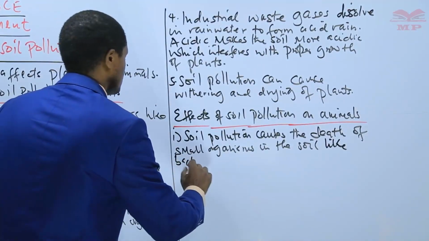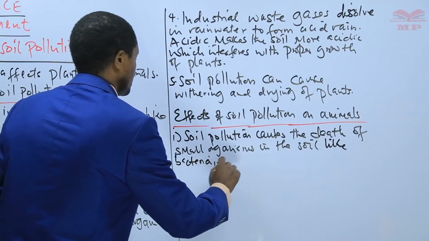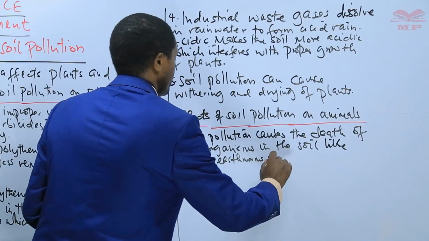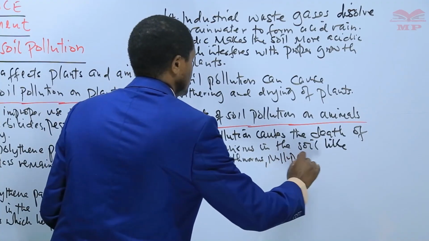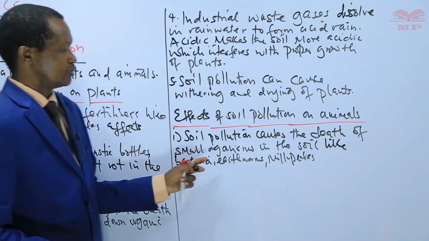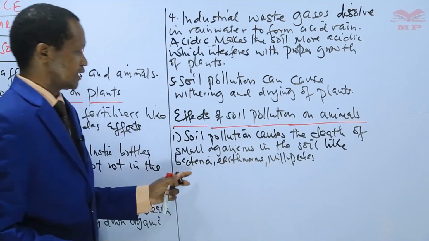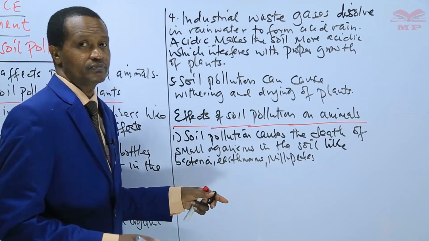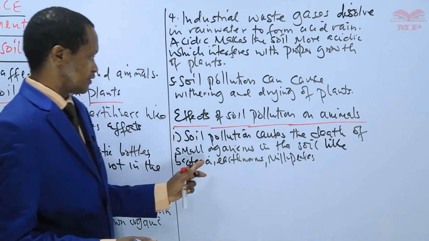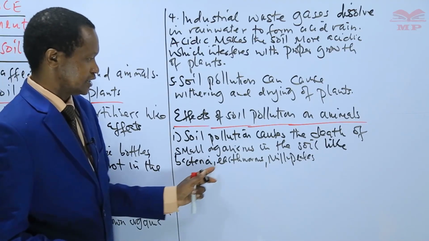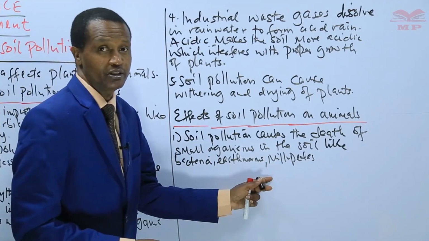Bacteria, earthworms, millipedes. Okay, soil pollution causes the death of small organisms in the soil like bacteria, earthworms, millipedes, and I explained how that happens. Okay, that are found in the soil. In the soil like bacteria, earthworms, there are many, millipedes, and so on.